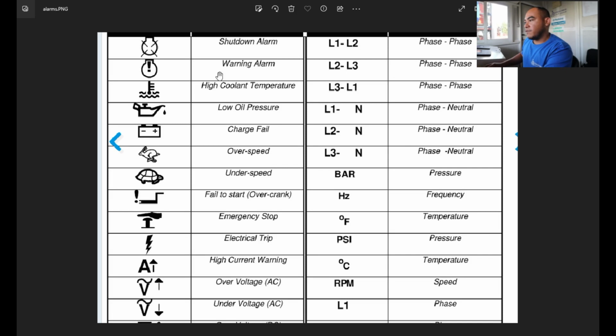Next, if you see this symbol on your module, this one is the temperature. So what are the common causes of this shutdown? Some of the causes are a low level of coolant, or the fan not working, or the thermostat not working. So there are a lot of causes of these alarms.